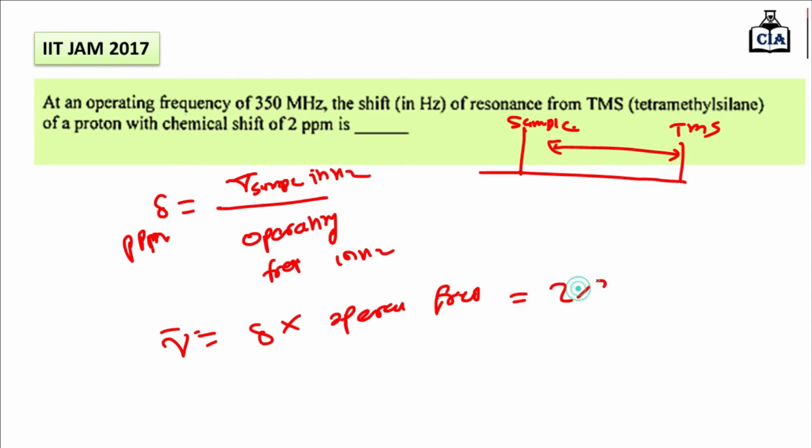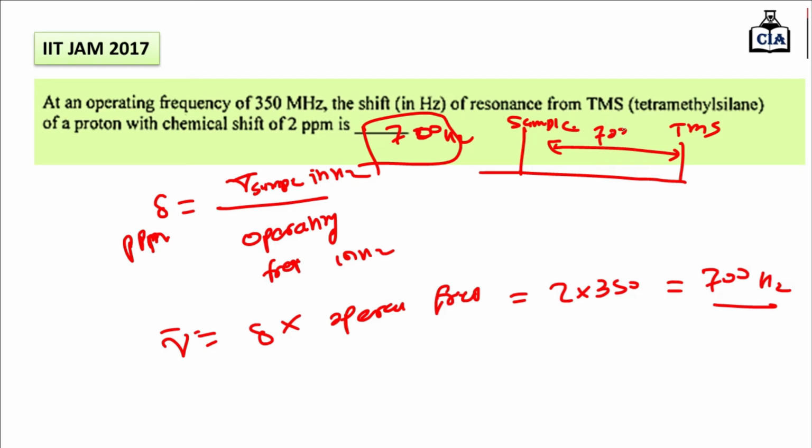So 2 into 350, then we get 700 hertz. So our answer will be 700 hertz. Hence the frequency from TMS will be 700 hertz.